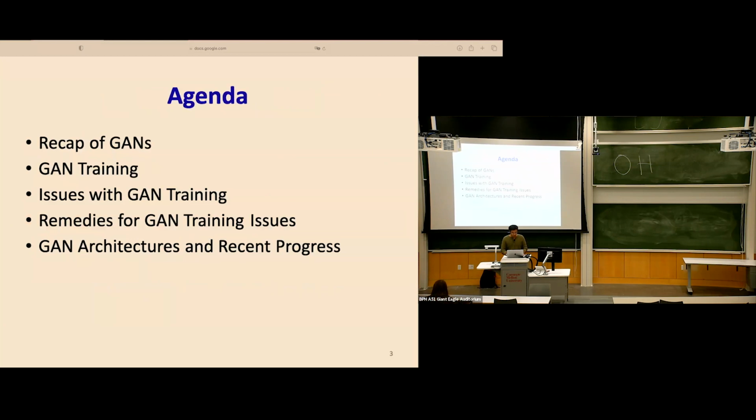So the agenda for today is that we will do a quick recap of GANs, and then we will go over the GAN training routine and look at some of the common issues that arise when one trains a GAN, followed by the remedies of such issues. And towards the end, we will also look at some of the latest architectures in GANs and where the research is currently headed.